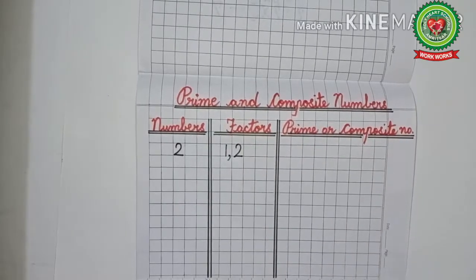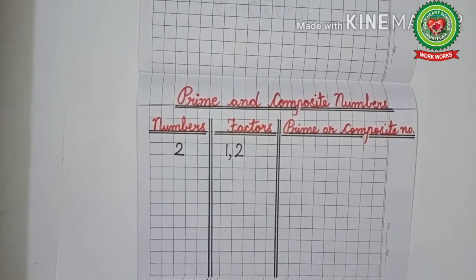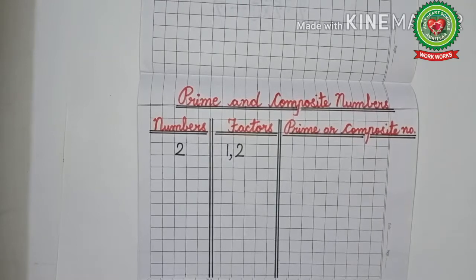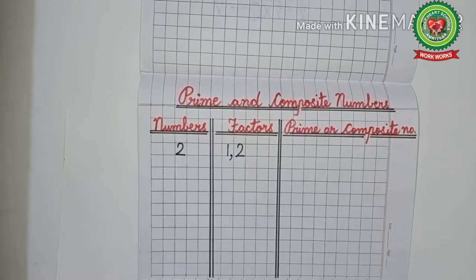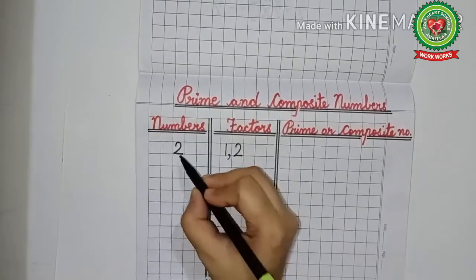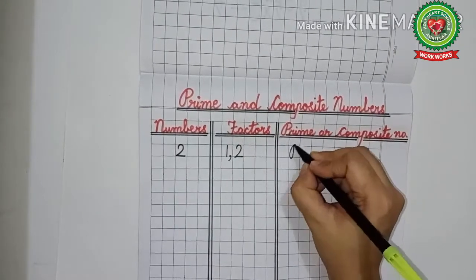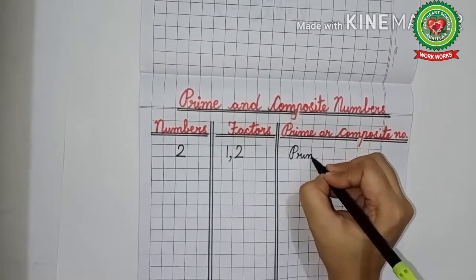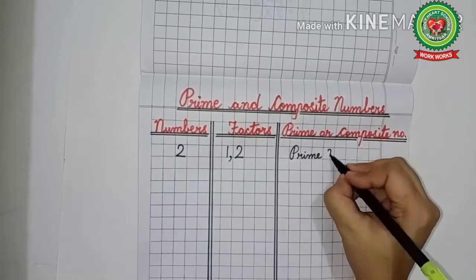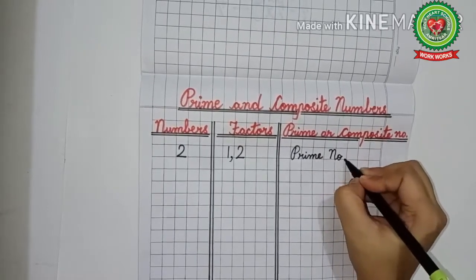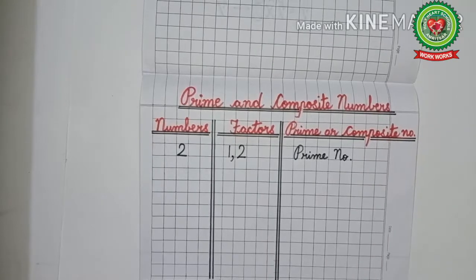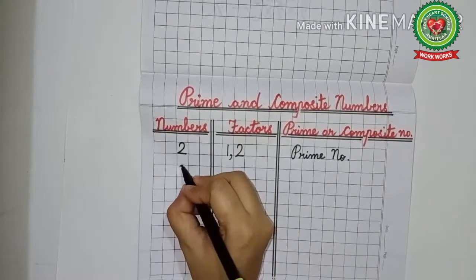Now I have told you what are prime numbers. Prime numbers are the numbers which have only 2 factors, that is 1 and the number itself. That means 2 is a prime number because it has only 2 factors. Now let us take the next number, that is 3.